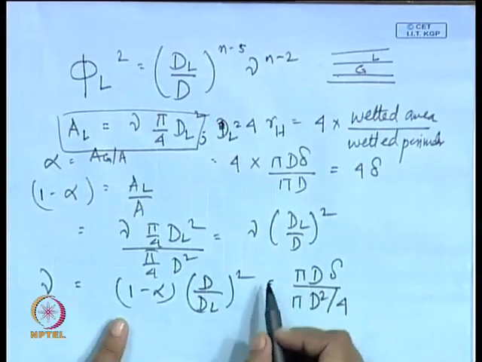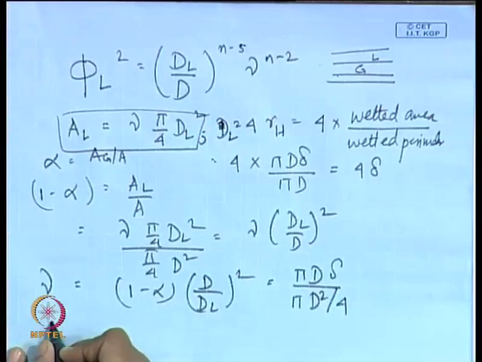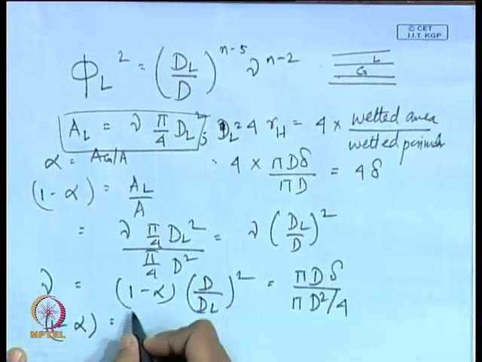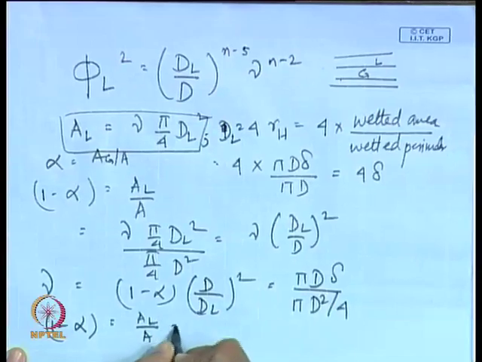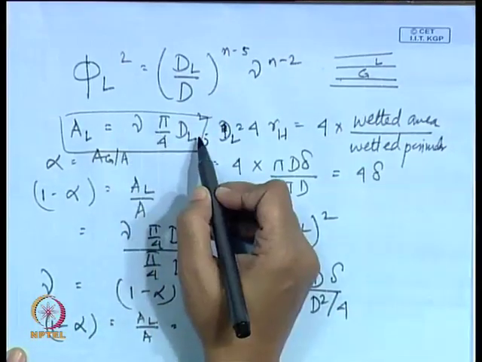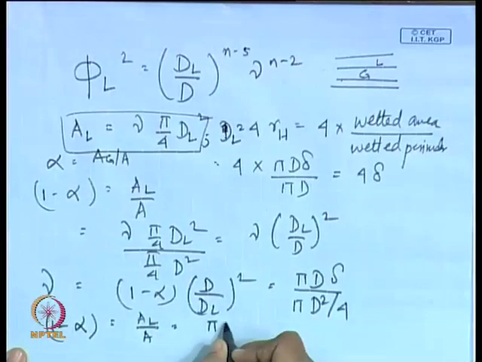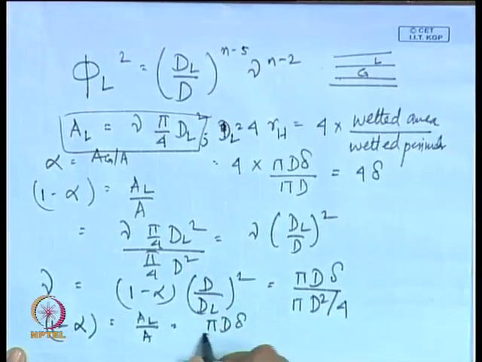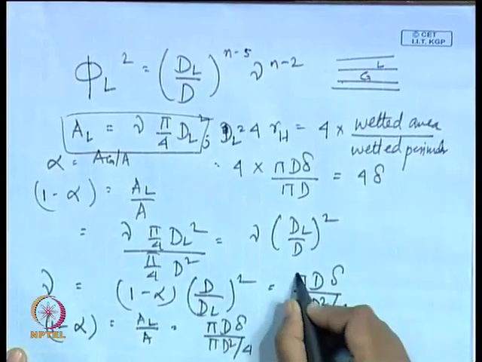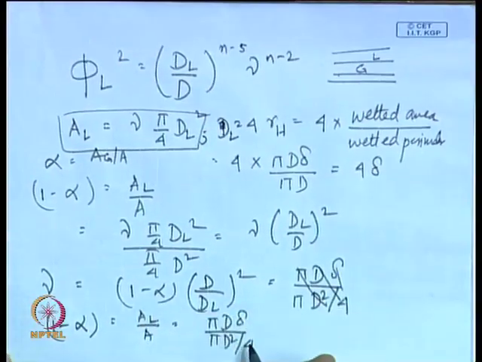from that particular situation we can write 1 minus alpha equal to A_L by A, which is nothing but gamma pi by 4 d_L square by pi by 4 d square, or this can also be written as pi d delta by pi d square by 4. Sorry, I should not have written it down here, isn't it? Can I write this? Agreed? If the liquid film thickness is much less as compared to tube dimensions, definitely 1 minus alpha can be expressed in this particular form, yes or no?